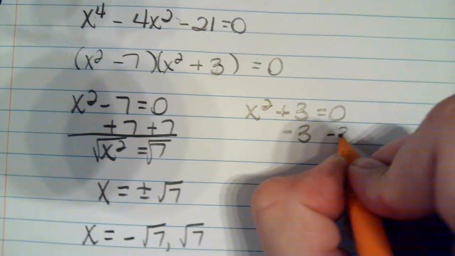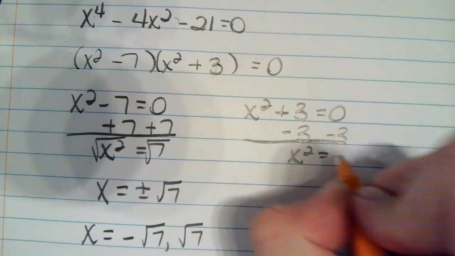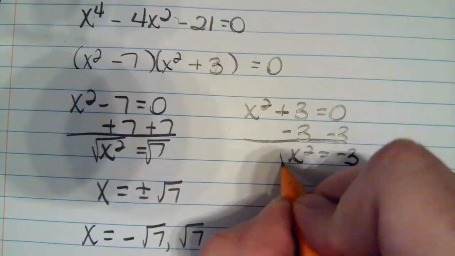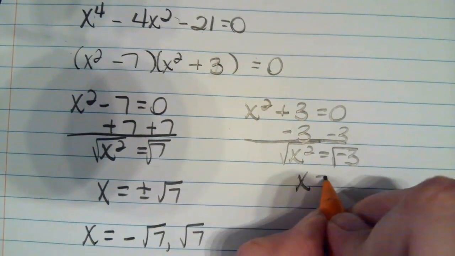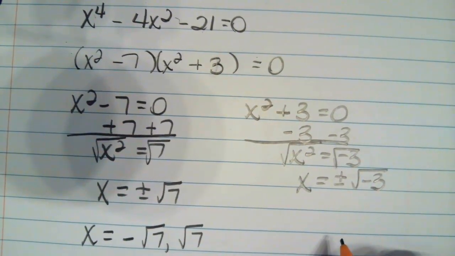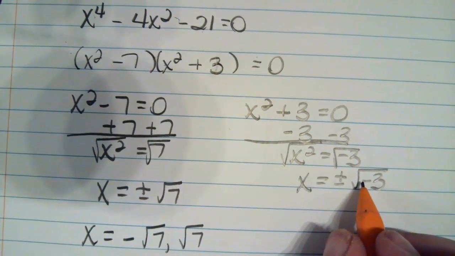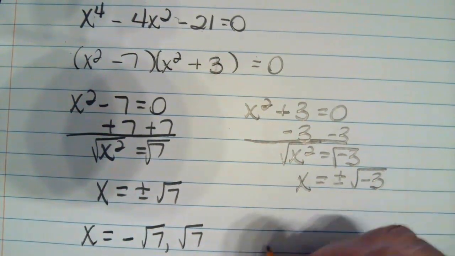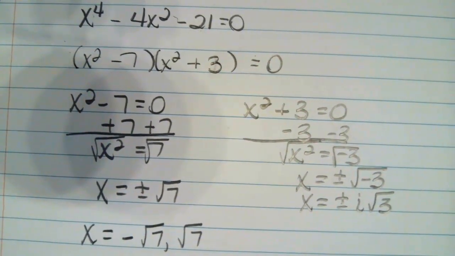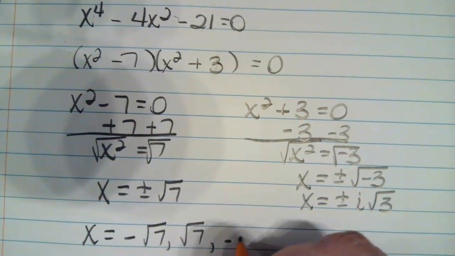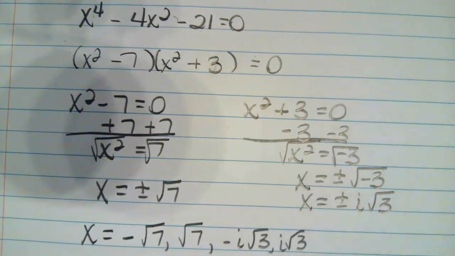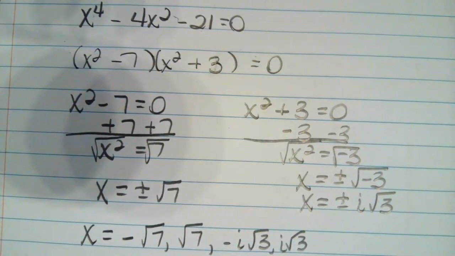With this one, I'm going to subtract 3 from both sides. And I'm going to square root both sides, so I get x equals plus or minus the square root of negative 3. Well, the square root of a negative, this is i. So I have x equals plus or minus i root 3. So my other two answers are a negative i root 3 and a positive i root 3. And that is it for this section.